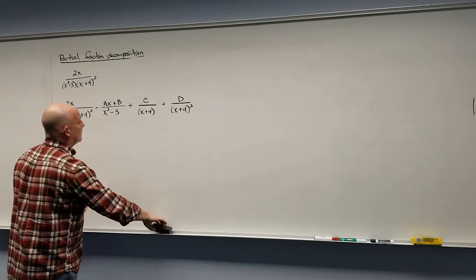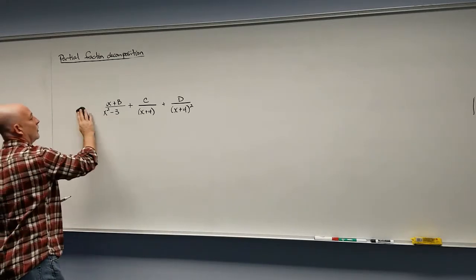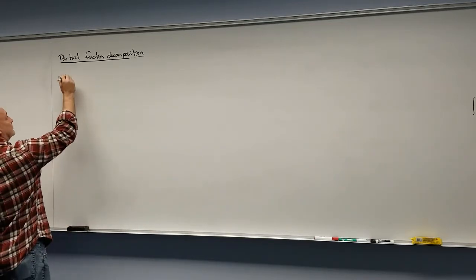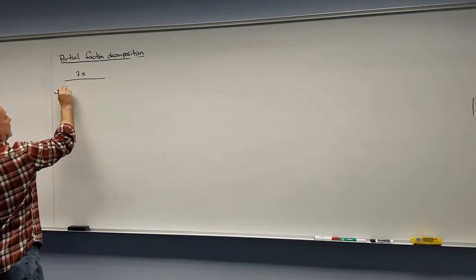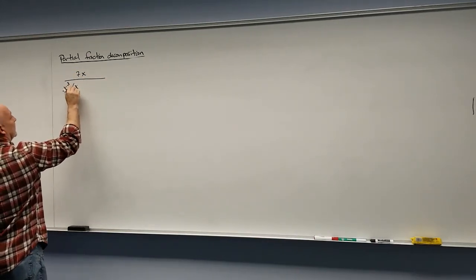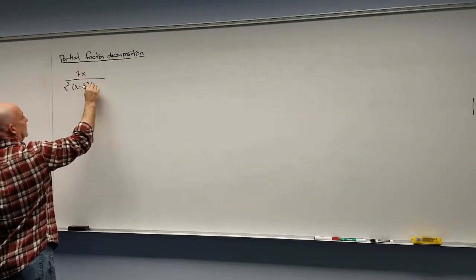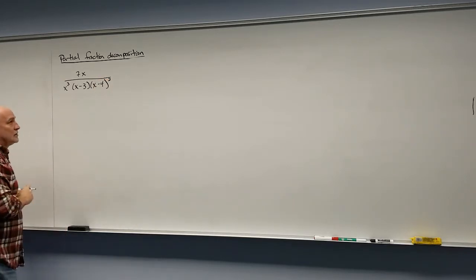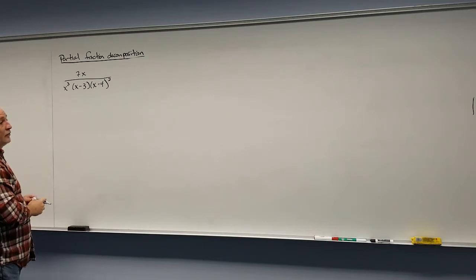So let me give you one of these to try to see if you can represent it broken apart. So let's say I gave you 7x over x to the third, x minus 3, x minus 4 squared. All right, there's going to be a ton of pieces here. That's going to go almost all the way across here. So do me a favor, hit pause and see if you can expand that out into all the pieces.